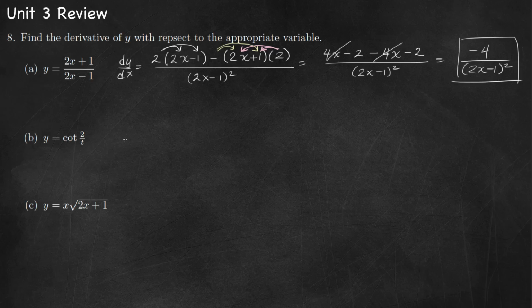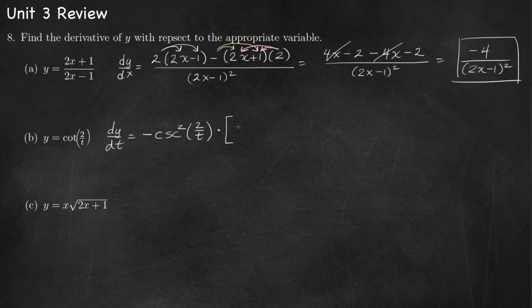Part B, y equals the cotangent of 2 over t. The derivative of cotan x is negative cosecant squared x. We're going to have to use chain rule here because it's not just the cotangent of a single variable. It's some other stuff. And it's not an x, it's a t. So our derivative is not going to be dy dx, it's going to be dy dt. The derivative of cotan stuff is negative cosecant squared stuff. So negative cosecant squared stuff times the derivative of the stuff. So now I have to multiply by the derivative of 2 over t.